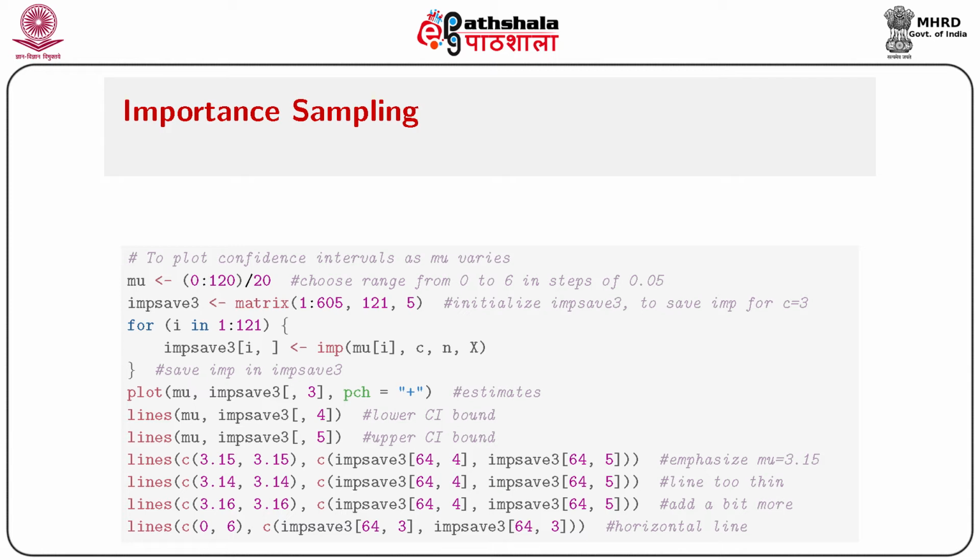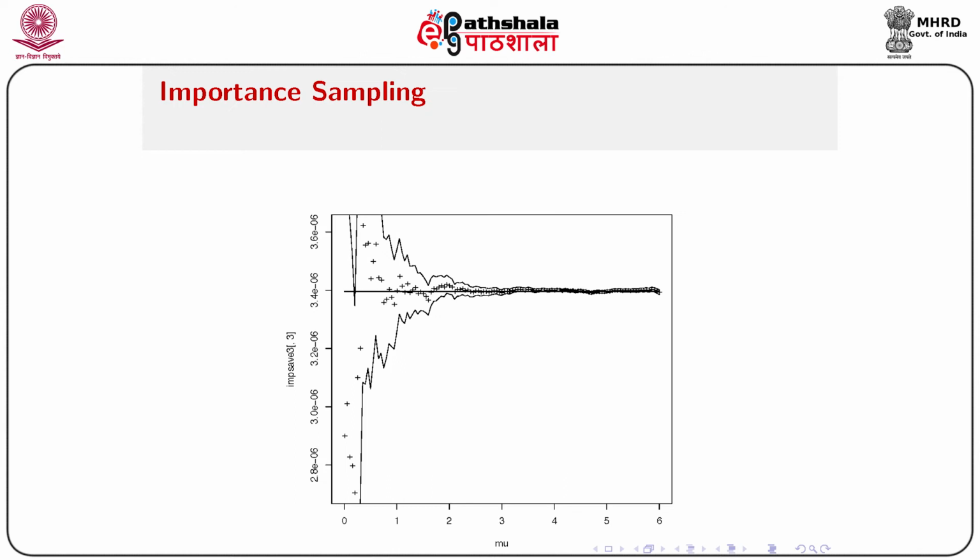So plot, and then the lower and upper confidence intervals are plotted by the lines function. Some lines have been generated by the lines function, from c(3.5, 3.15), c(3.15, 3.15), c(3.14, 3.14), c(3.16, 3.15), and IMPS save matrix entries [64,4], [64,5], [64,4], [64,5]. This way it will give you the plot. Just run one by one. That will show what I did here to understand how the importance sampling samples were generated.